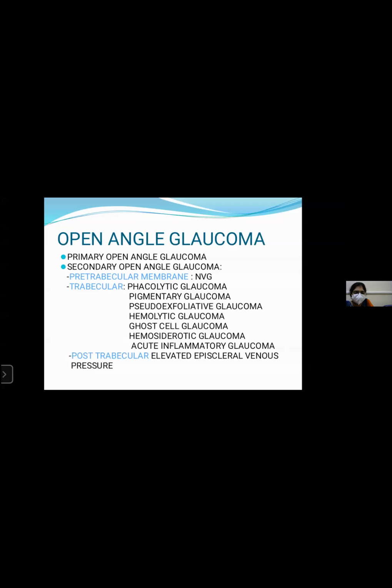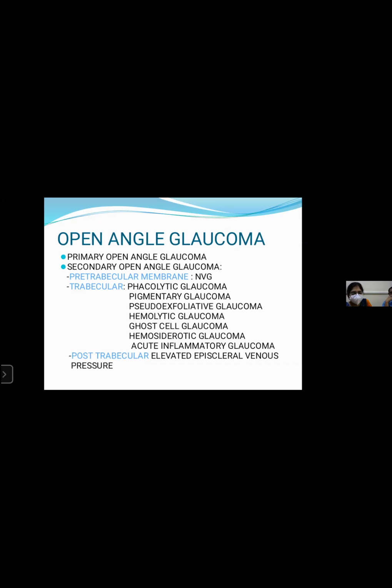up of the trabecular meshwork is by the pigment particles. Pseudoexfoliative glaucoma, where the trabecular blockage is by exfoliative material. And here the hemolytic glaucoma, the ghost cell glaucoma, and the hemosiderotic glaucoma are the glaucomas which are associated with intraocular hemorrhages, where the trabecular meshwork is blocked by the macrophages with lysed RBCs, and the Khaki cells, which are the degenerated red cells, and the sclerosis of the trabecular meshwork.